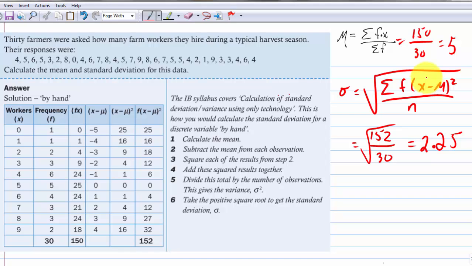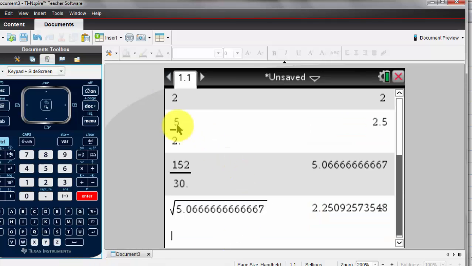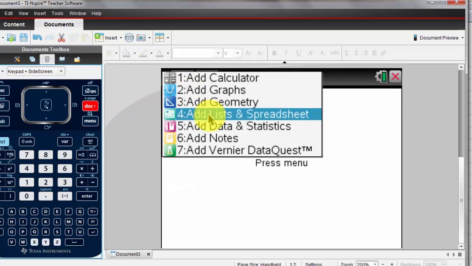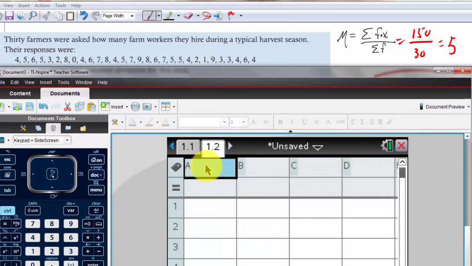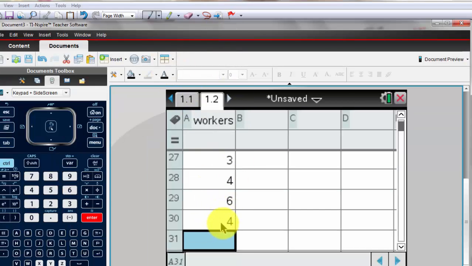Let's use the graphing calculator now to do this same calculation. So what we're going to do is we're going to add a page to our calculator. I'm in the document side of this. I'm going to add lists and spreadsheets. And we're going to type in the name for this. Let's call this workers. And we type them in. And when you reach the end, make sure that the length of your list agrees with how many data values you have, because the easiest and most common way to make mistakes here is by having the wrong amount of data in your list, forgetting one or adding an extra data value. So I have 30 items.